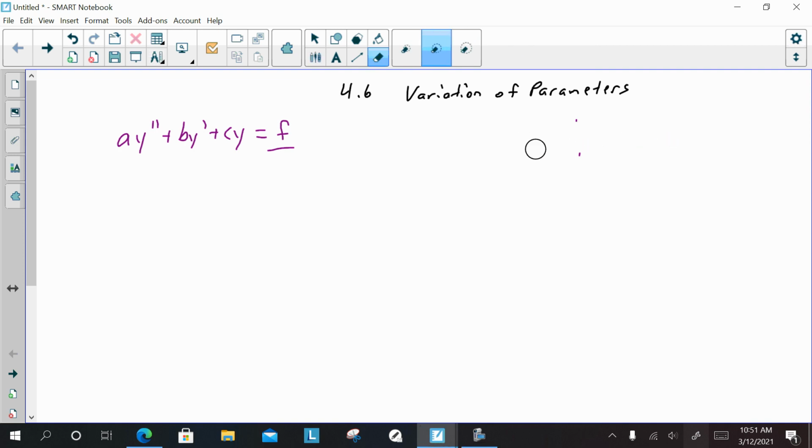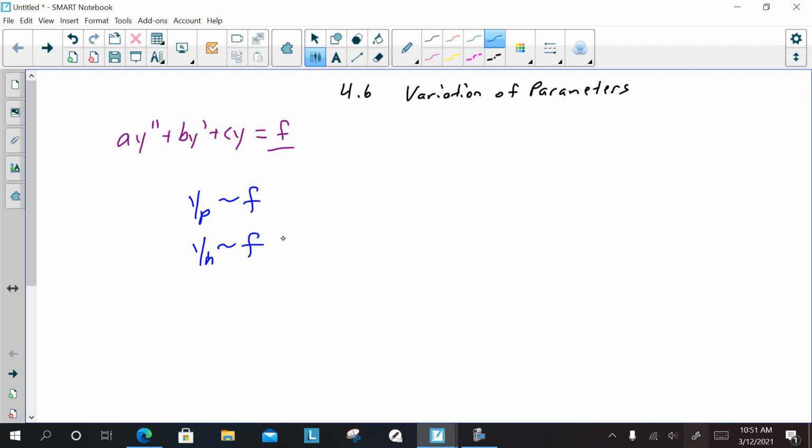So if we review those methods, we found out that our particular solution was related to the function that we have on the right. But we also found out that sometimes our homogeneous solution was related to the function on the right as well. So when we were getting our particular solution, we needed to know our homogeneous solution first. And if the function on the right did not look anything like the homogeneous solution, then we just wrote our particular solution generically based on what f was.